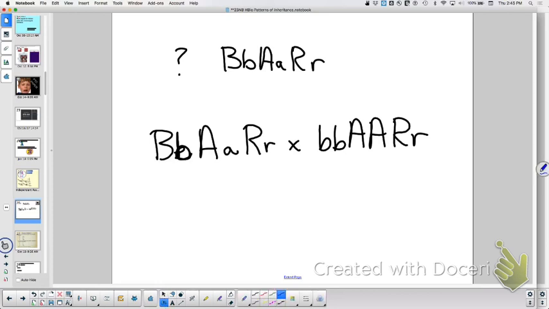All right, so hopefully you had time to solve it. So remember, when you have these bigger crosses like this, you do not want to make a ginormous Punnett square. All you have to do is do individual Punnetts. So first thing I'm going to do is cross my B's. I have a big B, little b, and two little b's.